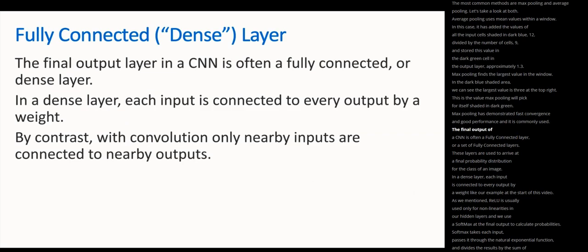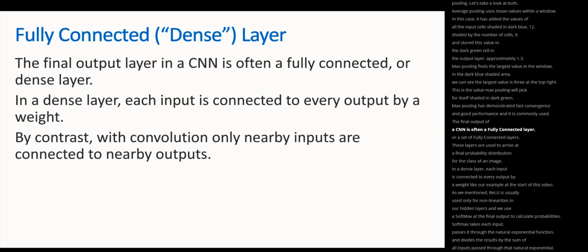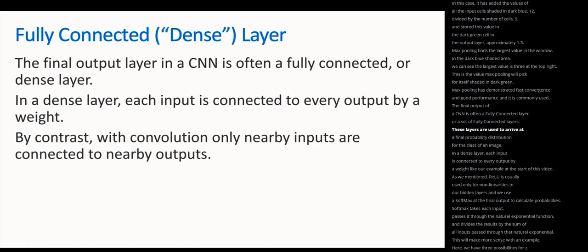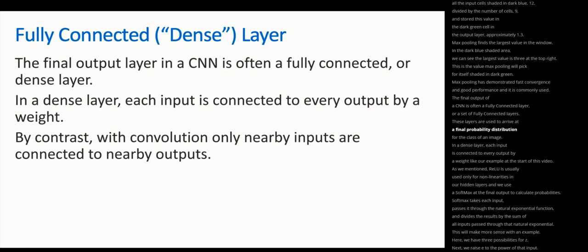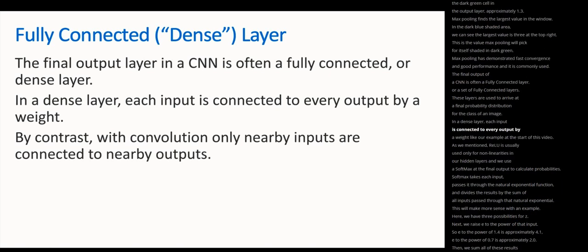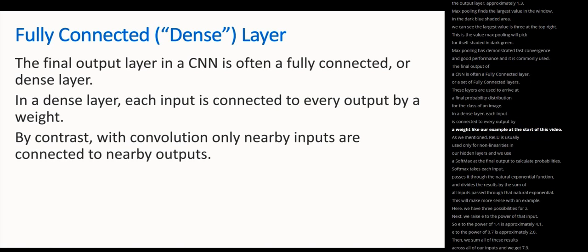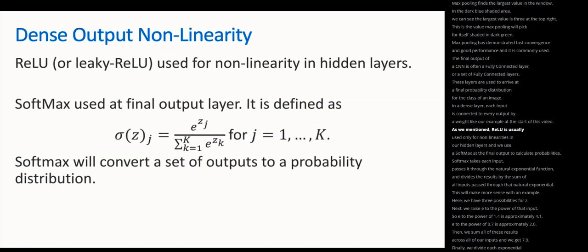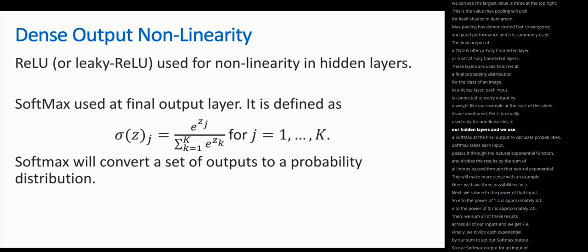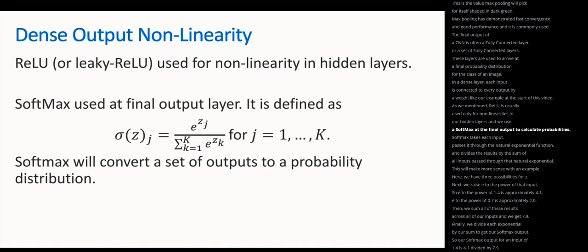The final output of a CNN is often a fully connected layer or set of fully connected layers. These layers are used to arrive at a final probability distribution for the class of an image. In a dense layer, each input is connected to every output by weight, like our example at the start of this video. As we mentioned, ReLU is usually used only for non-linearities in our hidden layers, and we use a softmax at the final output to calculate probabilities.